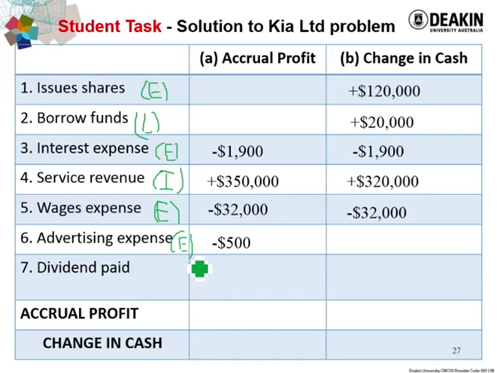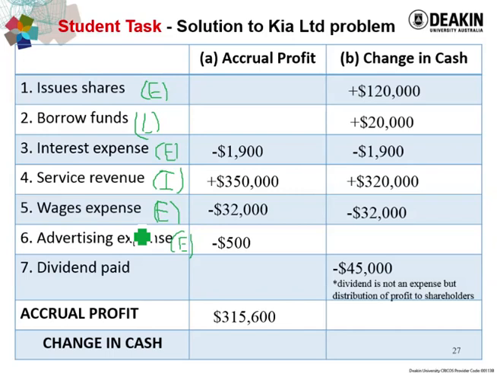And finally, you pay dividends of $45,000. Is there any effect on accrual profit? No, because dividend is not an expense. It is a distribution to shareholders. Therefore, it will not affect your accrual profit. And is there any effect on cash? Of course, when you pay your shareholders dividends, there will be cash outflows. So negative $45,000 here. If you sum the column A figures, you get your accrual profit of $315,600. And if you sum your cash columns, you get your change in cash of $318,100.